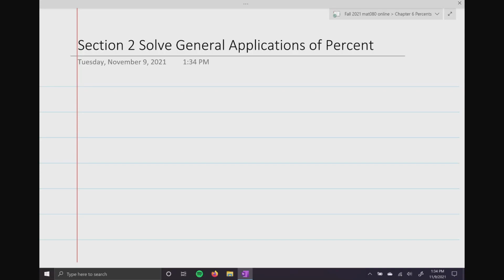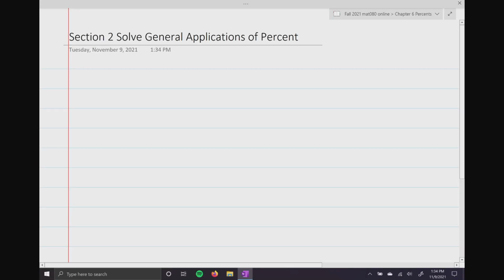All right, so in section 2, what we're going to be focusing on is just solving general applications of percent. So we're going to look at basic questions, and then we're going to finish up with percent increase and percent decrease. So it's not that difficult. It's just how you read the question. I'm going to go over a couple standard examples, and then I'm going to work in this thing called a percent proportion, which we really hammer in section 5.